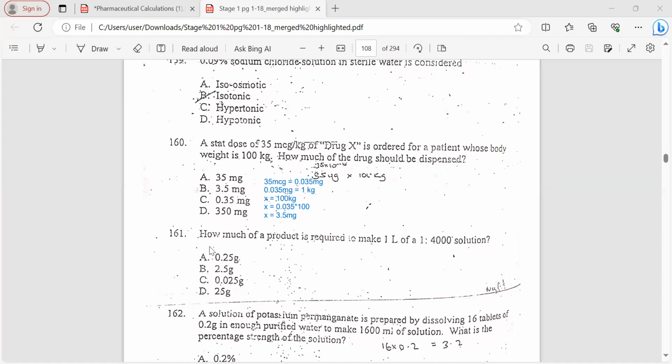Anyway, so if it's solution, it's mLs per mLs. If there is like mass, it's grams in mLs, like in percentage. Weight by volume, the grams in 100 ml. Now volume by volume, ni mLs in mLs. So here, the answers are grams. So it's weight in that volume. So if 1 gram is in 4,000 mLs, what about in 1,000 mLs? You get 0.25 grams.